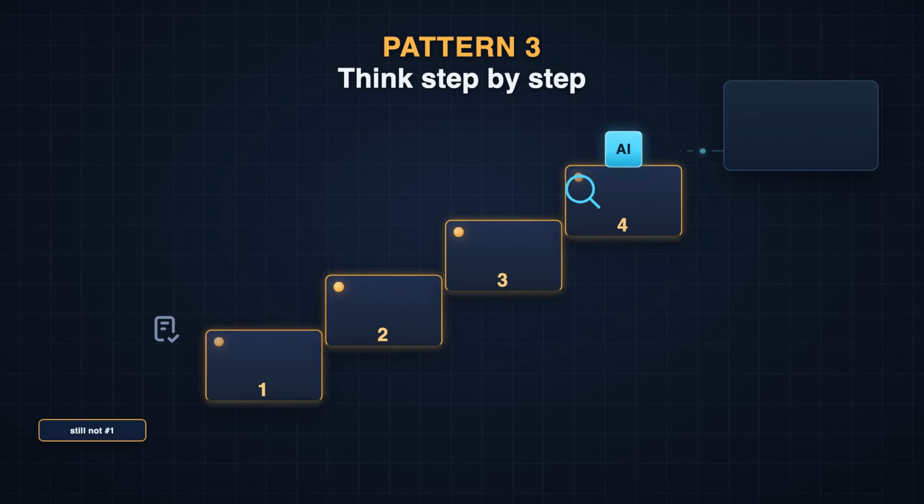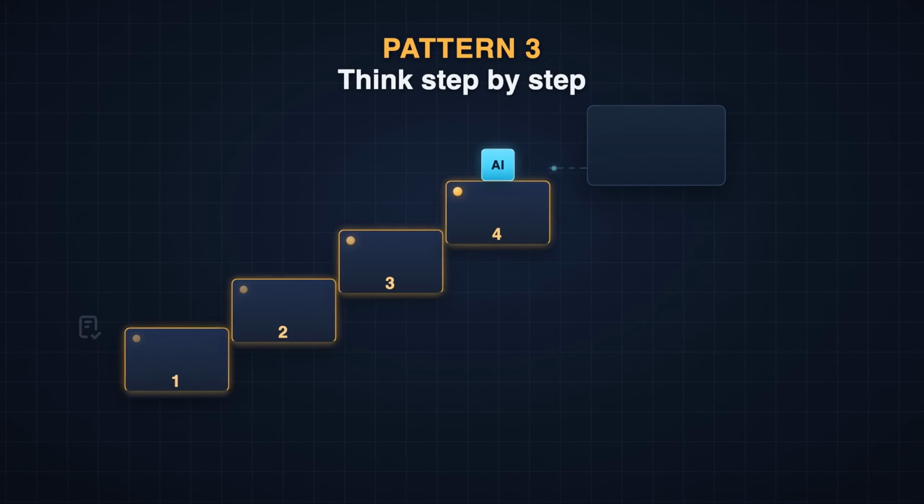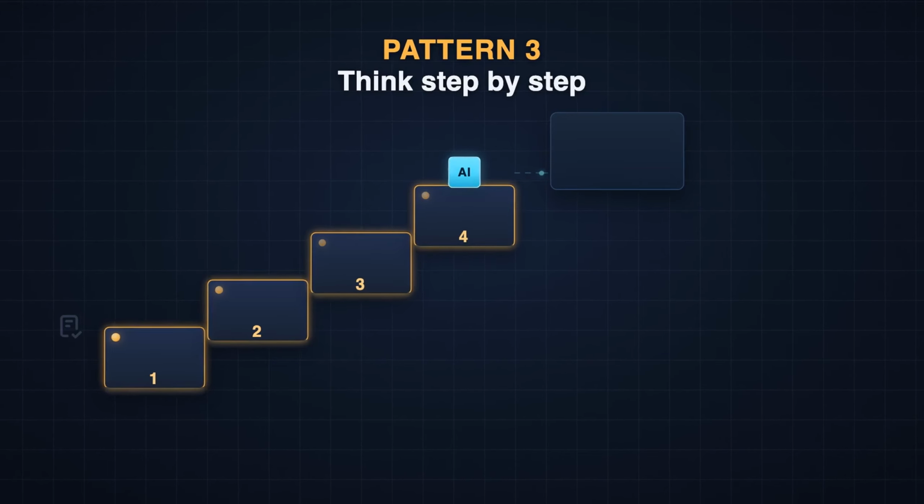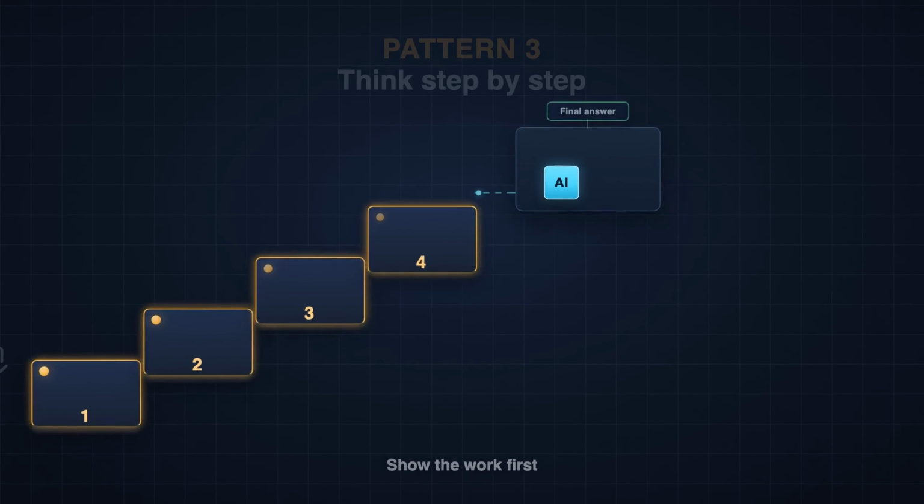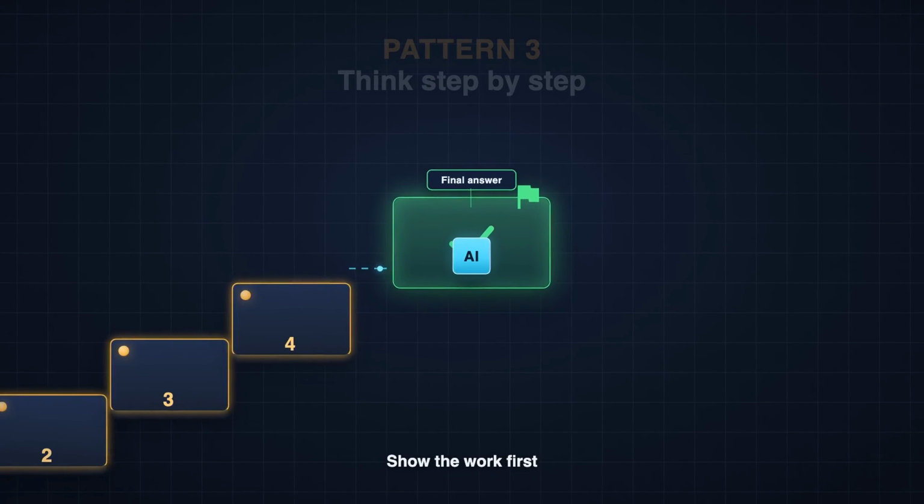When should you reach for this? Math. Multi-step logic. Any task where a wrong but confident answer is expensive, like a dosage, a contract clause, a tax figure. For a quick fact, skip it. But when being wrong costs you, make it show the work first. It slows the answer down by a second and saves you the recheck.